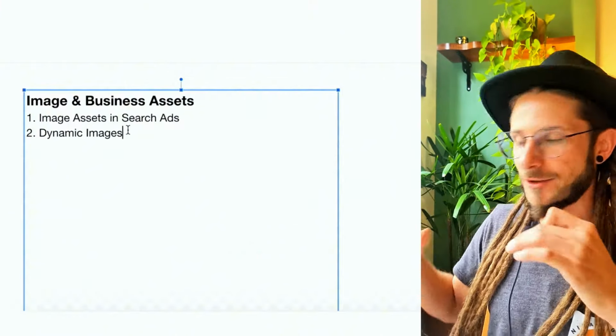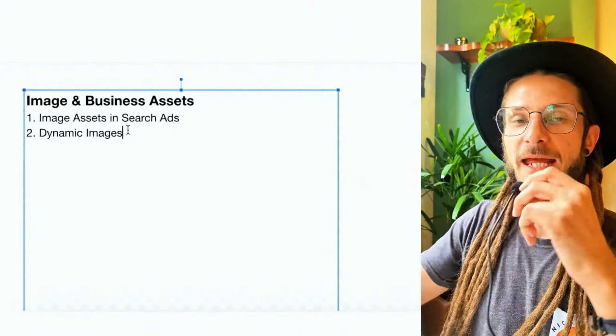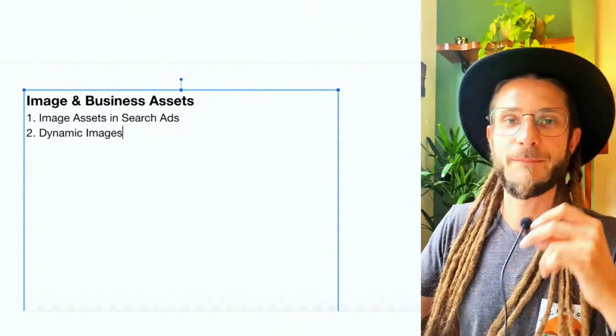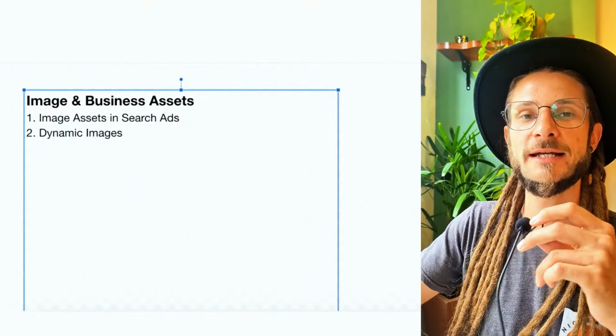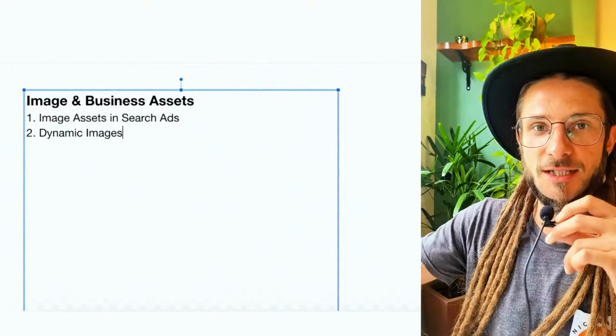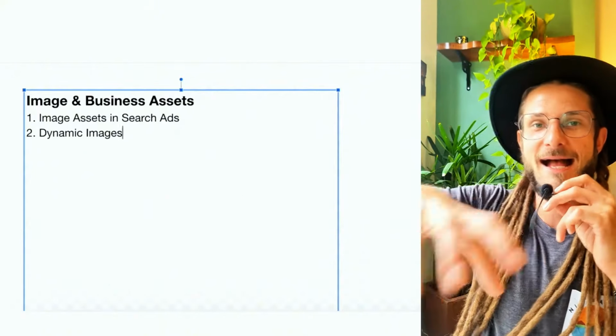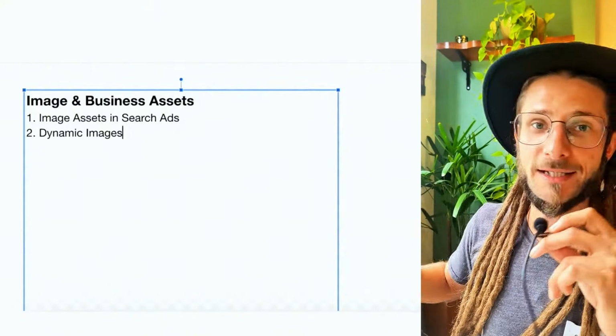Okay, dynamic images. Google is now able to pull images directly from your website automatically, which means the images you're using are directly connected to your website, which makes that resonation and that ad journey even more seamless from the ad directly to your website or landing page. And I think that's cool too.